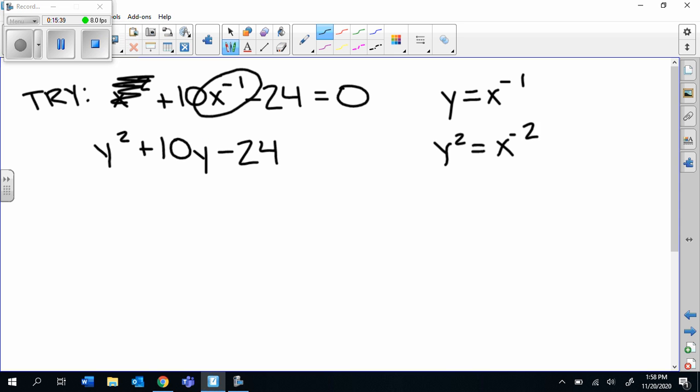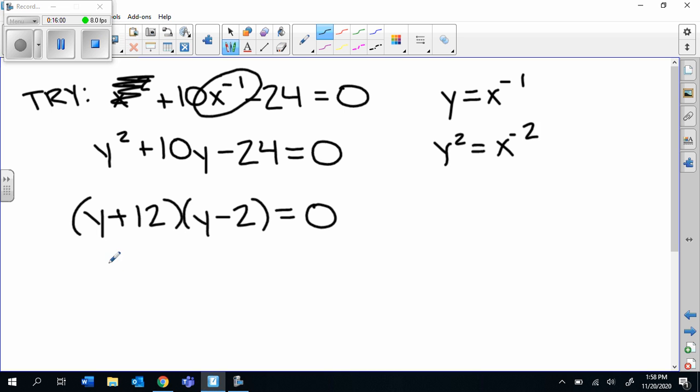And this is definitely something that we can factor. Be careful because 4 and 6 add up to 10, and 12 and 2 subtract to 10. So based on the signs, it has to be 12 and 2, because with 4 and 6 this would have to be a positive. So our two answers are negative 12 and positive 2. And then remember that x to the minus 1 power is really just 1 over x.